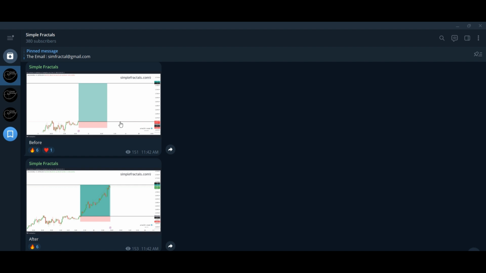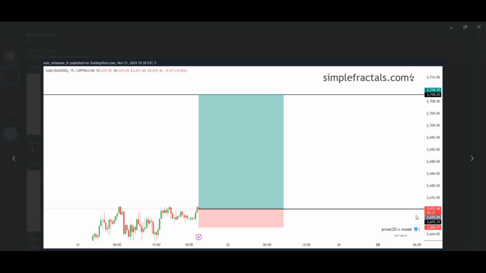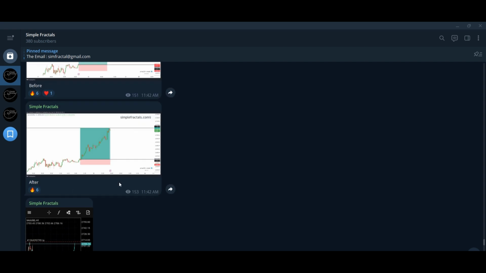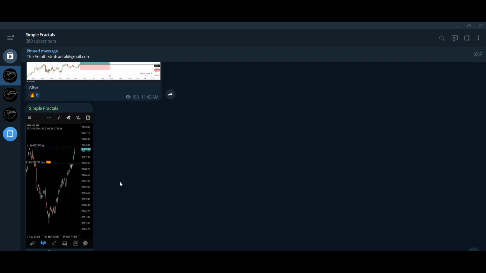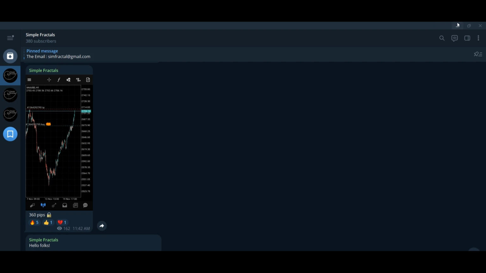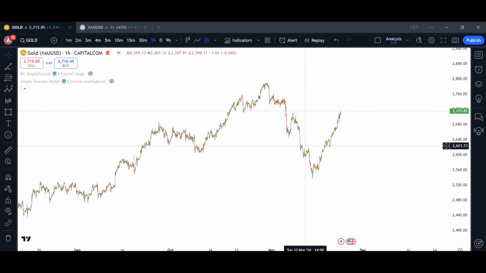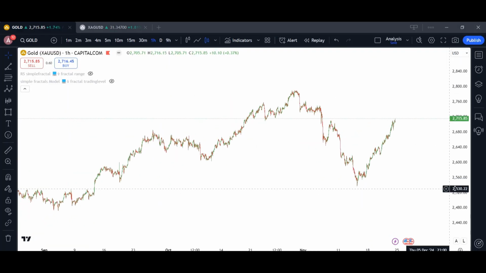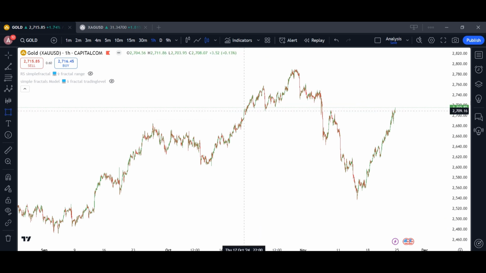So today we'll explain how we have executed this trade on gold. We go on a long position from the level 2672 and we have secured more than 350 pips on this one. So if we go to the gold chart, we have already talked about this fractal right here on the last YouTube video.